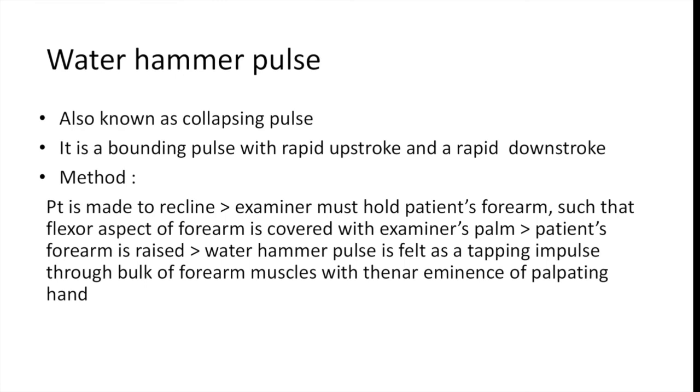The method to elicit water hammer pulse is, first of all, the patient is made to recline. The examiner must hold the patient's forearm such that the flexor aspect of the forearm is covered with the examiner's palm. The patient's forearm is now raised. Water hammer pulse is felt as a tapping impulse through the bulk of forearm muscles with the thenar eminence of the palpating hand.